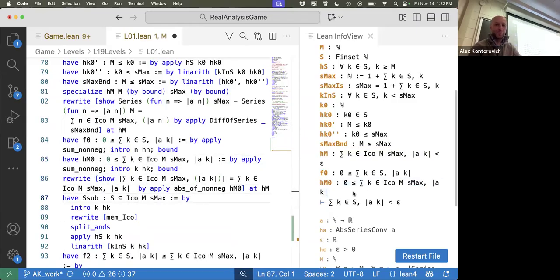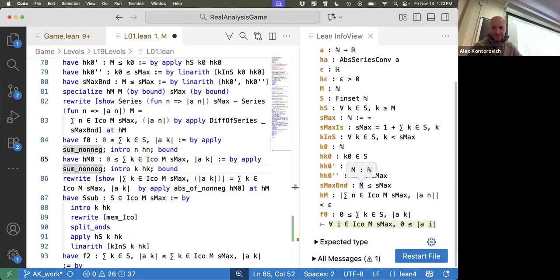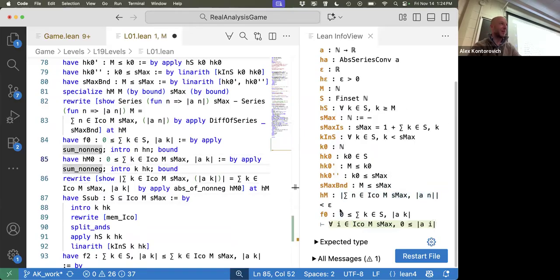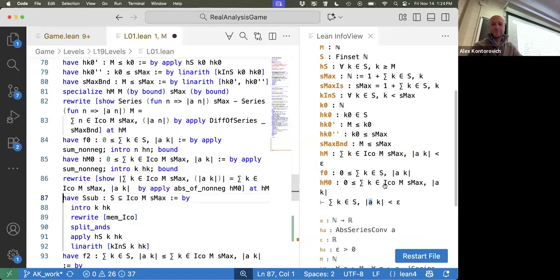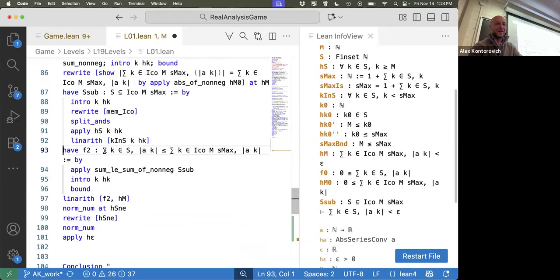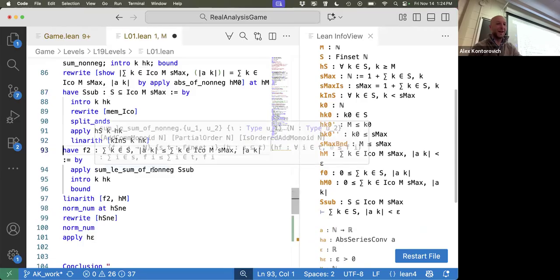So now, before this rewrite, I knew that, I don't know why it's doing something funny. Before the rewrite, I knew that the absolute value of the sum of the absolute values is at most epsilon, but that absolute value is not necessary because it's positive. So that's what this rewrite does. Okay, and then S is inside ICO. S is a subset of that. Why? Because it's obvious. And then the sum over S is at most the sum over the entire interval. That's because one is contained inside the other. That's this sum LE sum of non-neg.